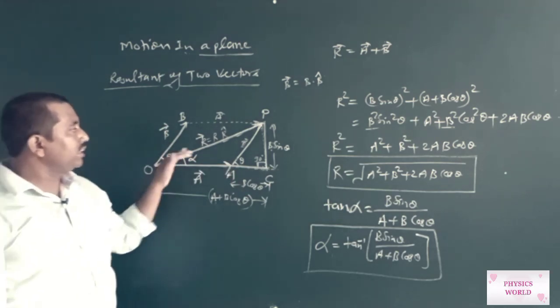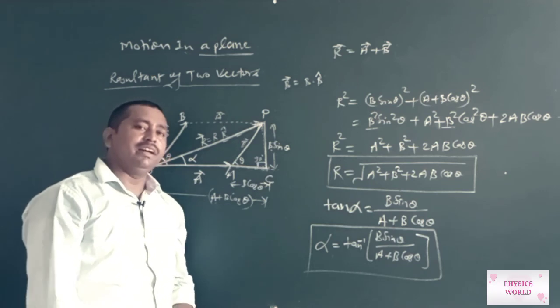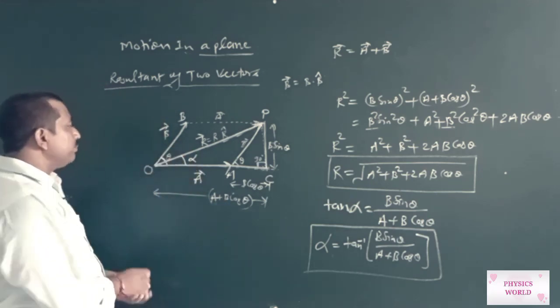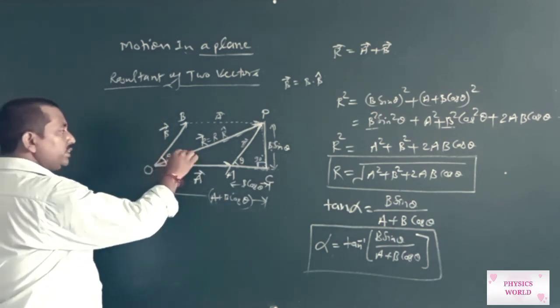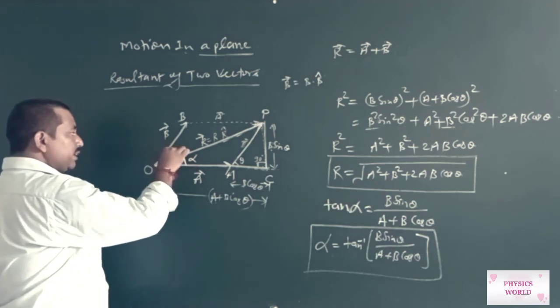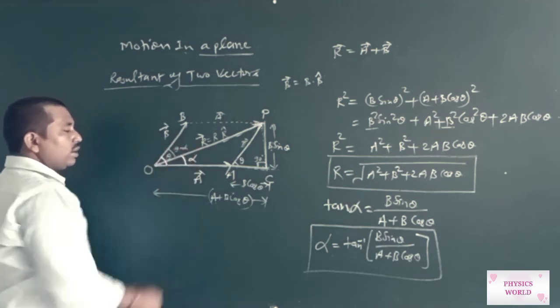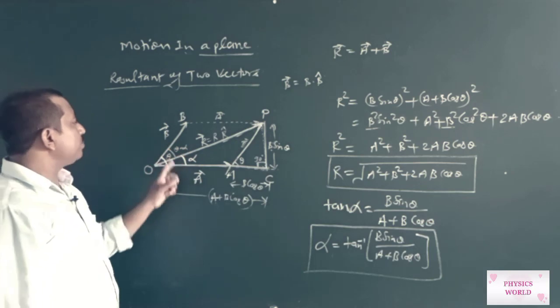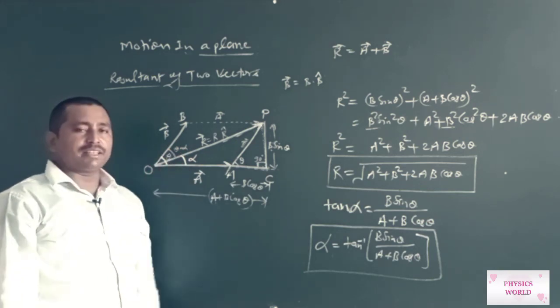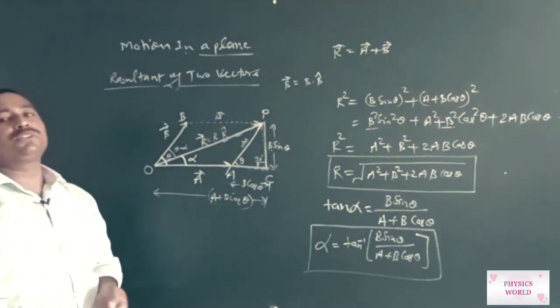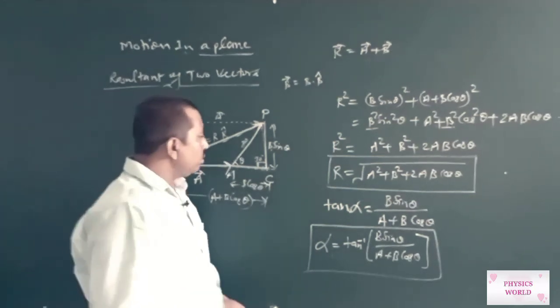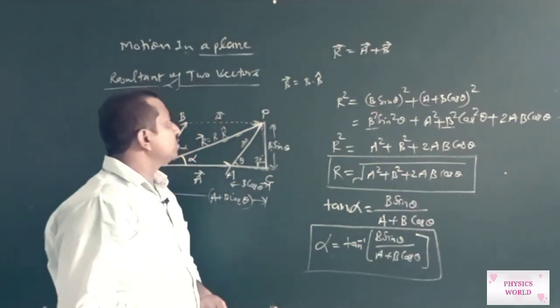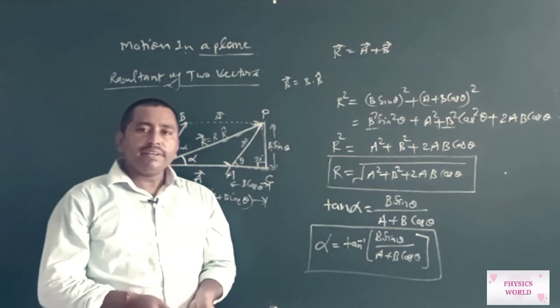Similarly, we can obtain the direction of the resultant with respect to the second vector, because they are inclined to each other by an angle of theta. So this one is alpha, then this becomes theta minus alpha. So after obtaining alpha, we can easily obtain the value of theta minus alpha, that is the direction of the resultant with respect to the second vector. So this is all about the resultant of two vectors.